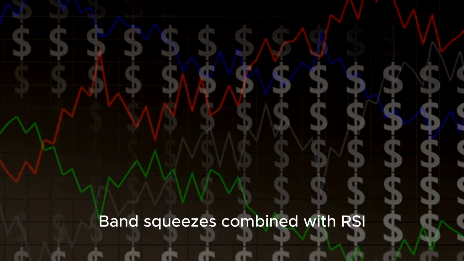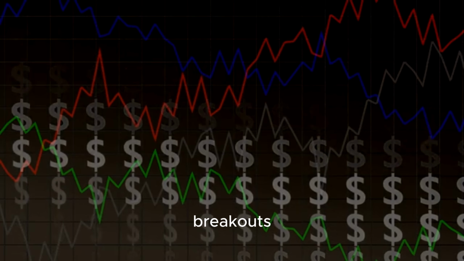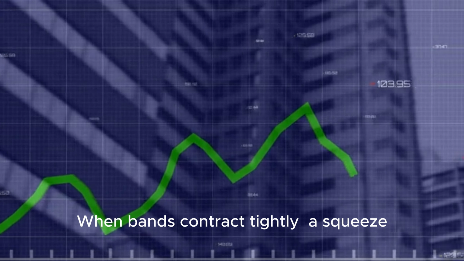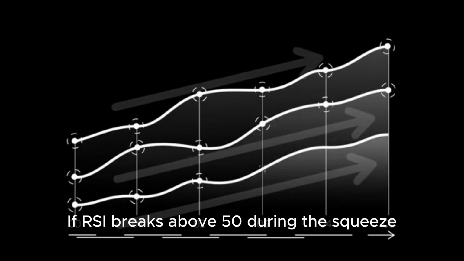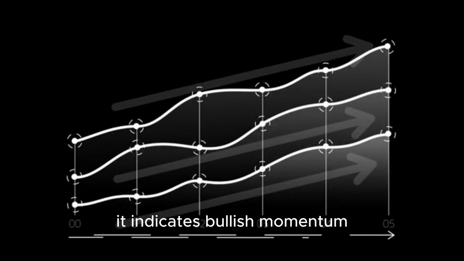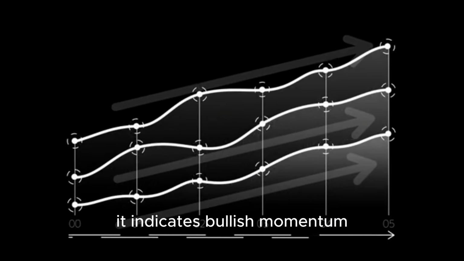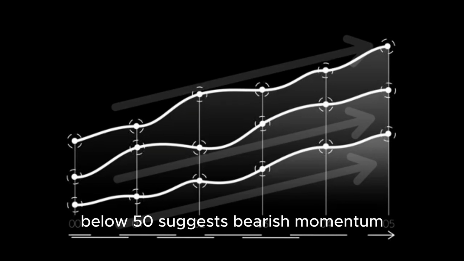Watch for Bollinger Band squeezes combined with RSI breakouts. When bands contract tightly, volatility is low, and a breakout is likely. If RSI breaks above 50 during the squeeze, it indicates bullish momentum. Below 50 suggests bearish momentum.